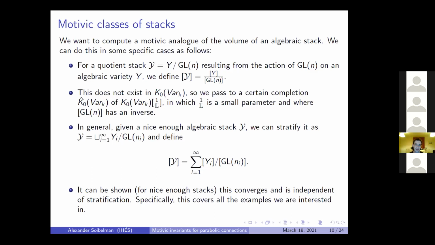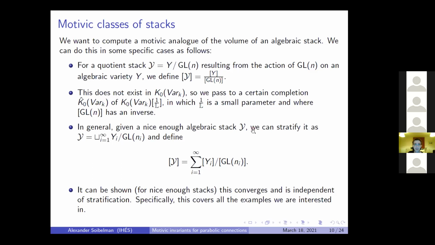But in any case, for nice enough algebraic stacks that are stratified by these kinds of quotient stacks, where you again have a variety acted on by a GLN of some sort, you can try to define the Motivic class as just the sum over the Motivic classes of the quotient stacks. And if everything is nice enough, then you get something convergent and independent of stratification, which does happen in the examples that we're going to be looking at.